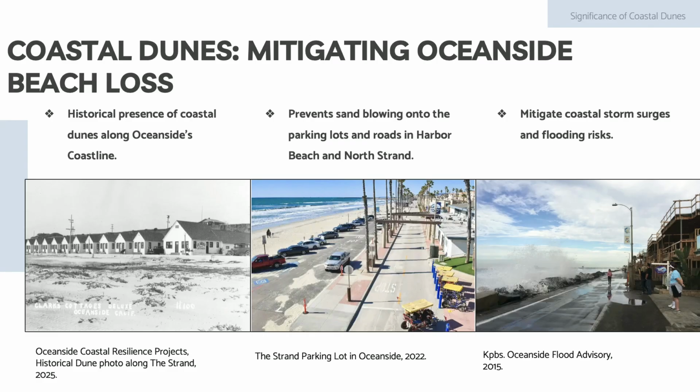To combat this erosion, the city has invested in annual nourishment projects to keep sand on the beach. However, beach loss still occurs every year despite this. Coastal dune restoration is one of the pathways the city is exploring to resolve these devastating beach loss impacts.